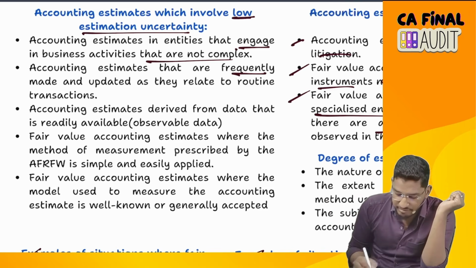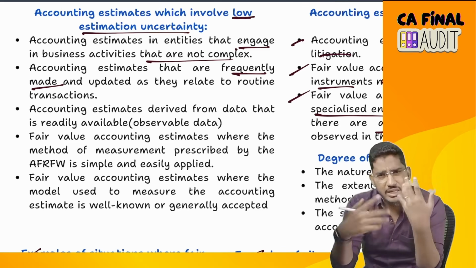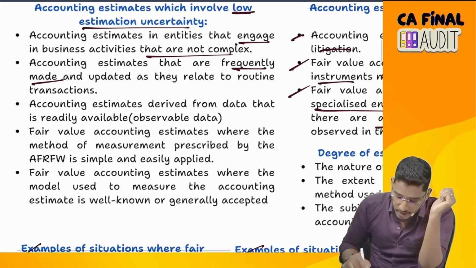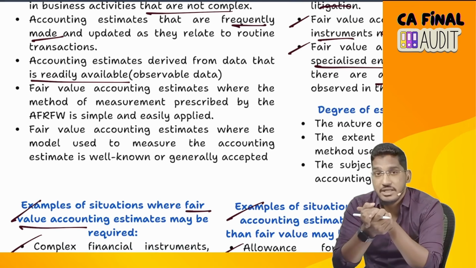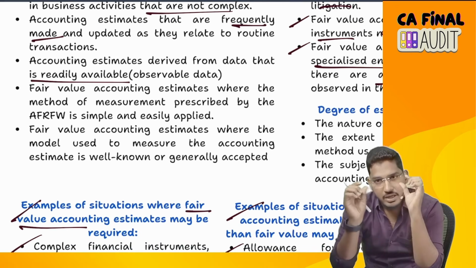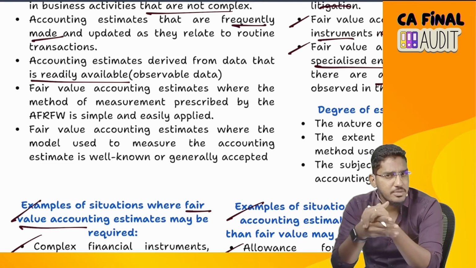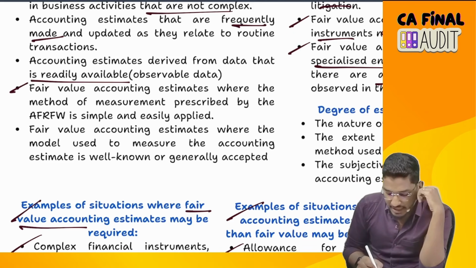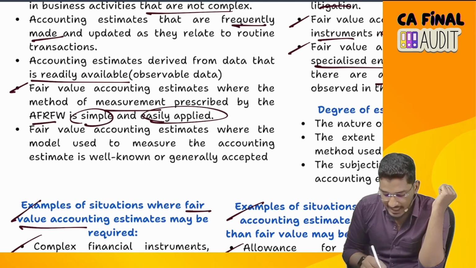And accounting estimates that are frequently made. There will be some estimates which are very frequently made, like rent expense provision you will create. Every month we will do it. So there also the estimation uncertainty will be very low. Or accounting estimates derived from data that is readily available. Like for example, you are calculating the value of shares, but those shares are publicly traded, listed in the market. So on ready-made data, you are picking the prices from the stock market and doing the valuation. So their estimation uncertainty will be low. Why? Because you are taking publicly available data. Or fair value accounting estimates where the method of measurement prescribed by the applicable financial reporting framework is simple and easily applied.